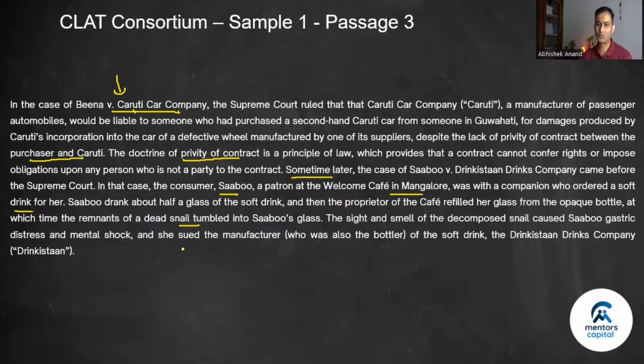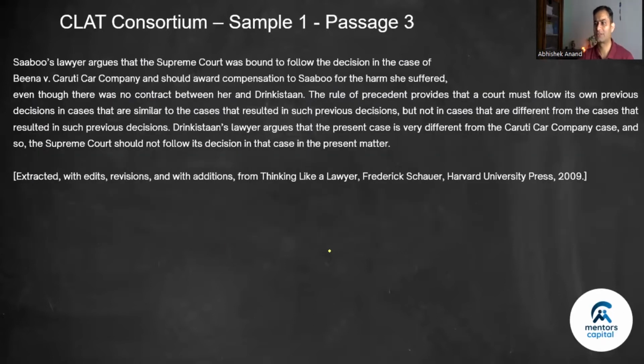If you look at this one, you might think that there's no direct contract between the manufacturer and Sabu. Sabu और जो patron जो cafe का है, Welcome Cafe, उसके बीच में है contract because Sabu is interacting with the Welcome Cafe guy. So with the manufacturer, there is no direct contract. So privity of contract के हिसाब से Sabu cannot sue the manufacturer because there is no direct contract.